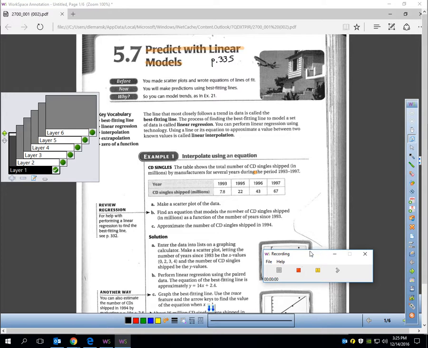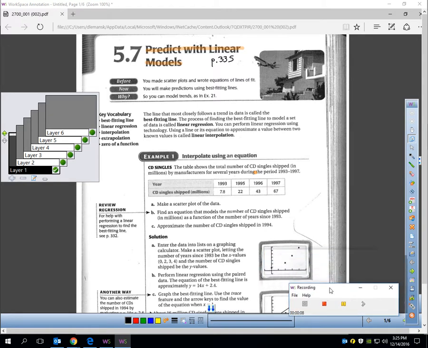This lesson is entitled Predicting with Linear Models, Lesson 5.7. You should be on page 335. Now, the word predicting is important because if you remember at the end of my last video, I said when you make your line of fit and you write an equation for your line of fit, you can use that equation to predict current and future and even past results. That's what this lesson is about. It's going to show us how we use our line of fit to predict other results.